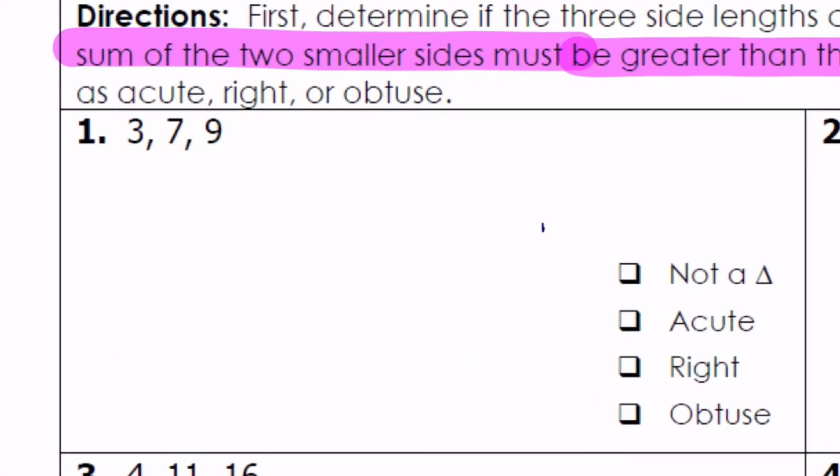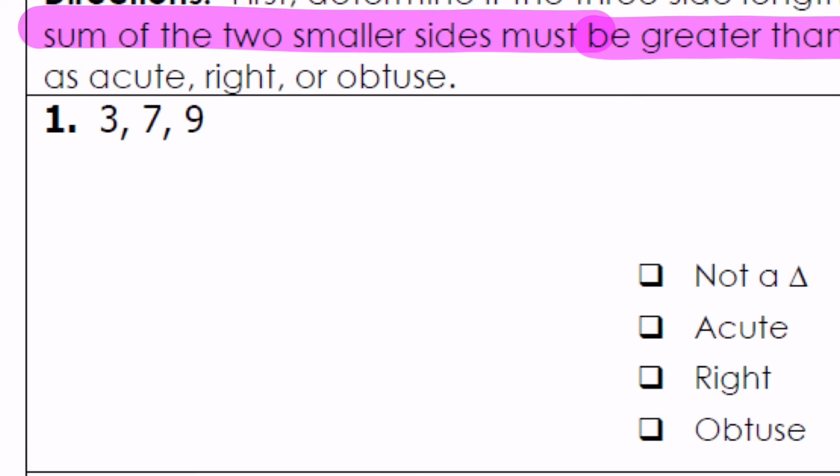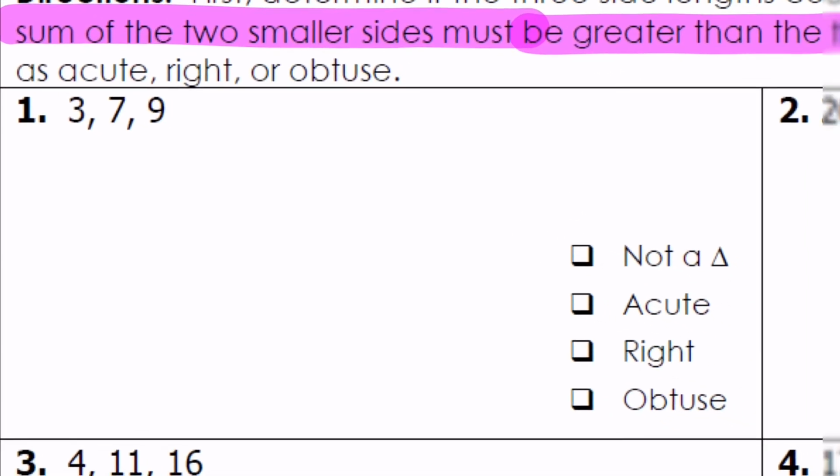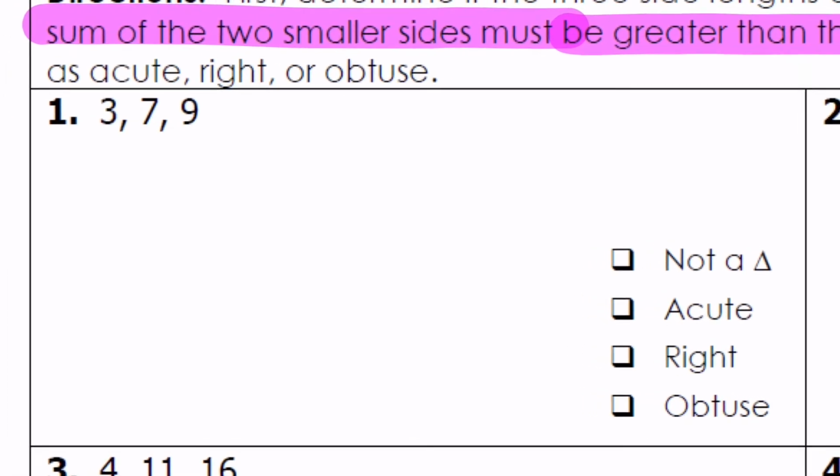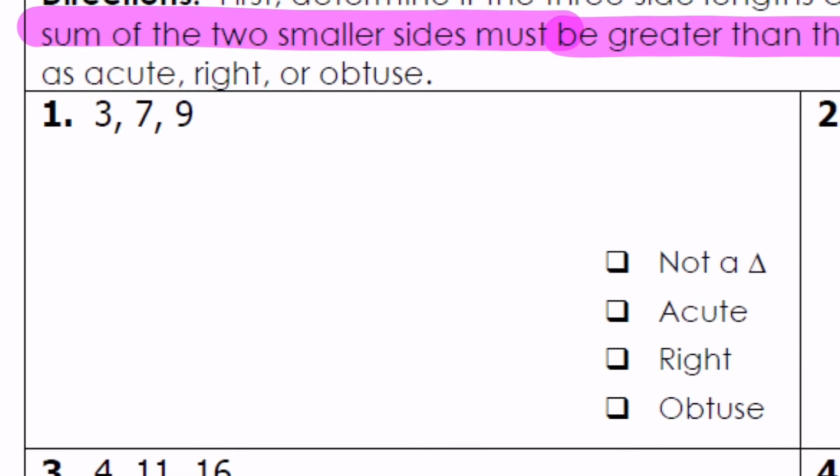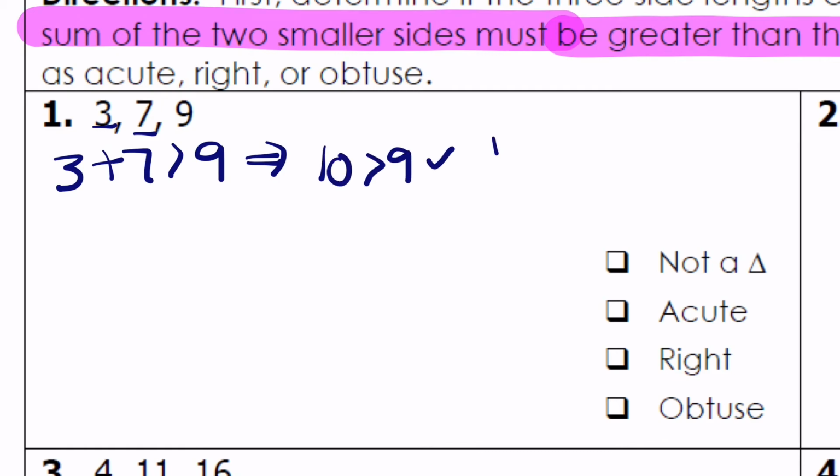All right, so let's look at number one. First we have to determine if the three side lengths could form a triangle. So that means we have to take the two smaller sides, 3 and 7, add them together, and make sure that it's greater than 9. So 10 is greater than 9. So yes, it's a triangle.